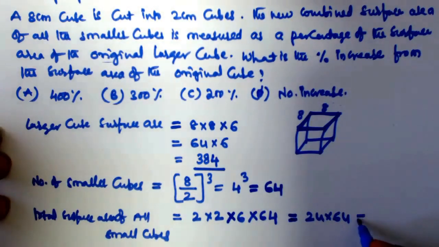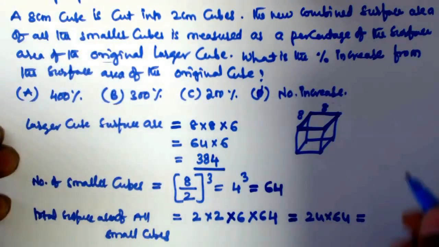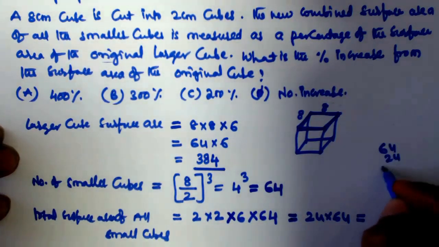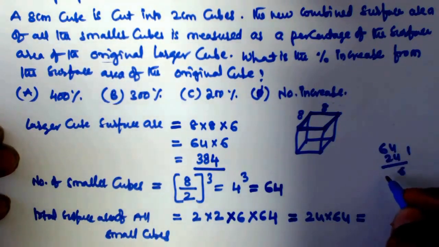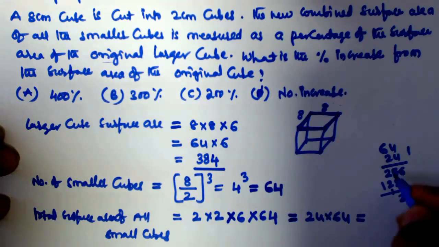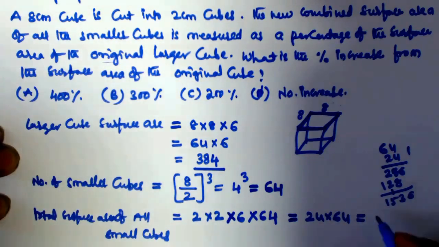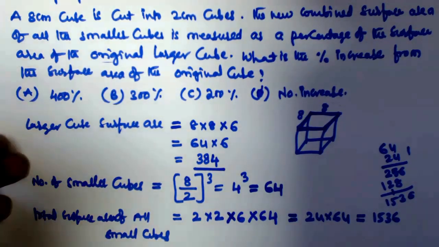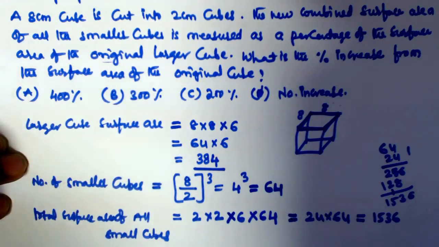Otherwise we multiply this one, so what value we will get? 24 into 64, 64 into 24: 4 4s are 16, so 24, 256, and 2 4s are 8, and 128. So this is going to be 6, and 5 plus 8 is 13, and this is going to be 1536. So 1536, okay, and 384.